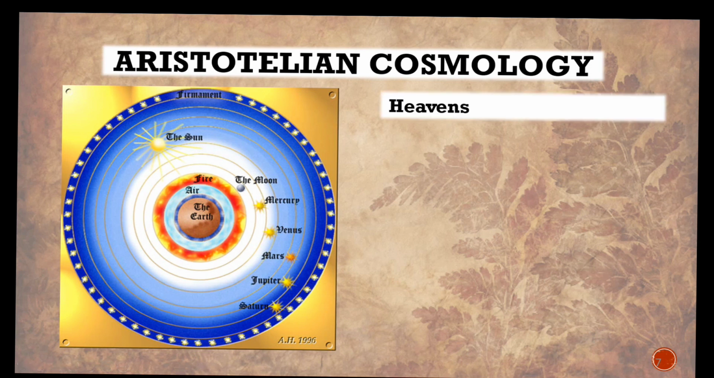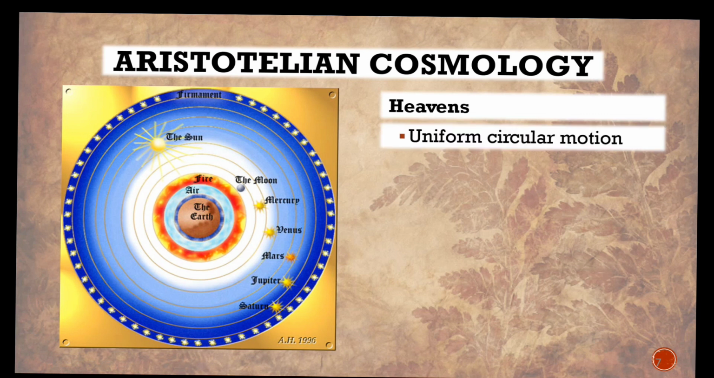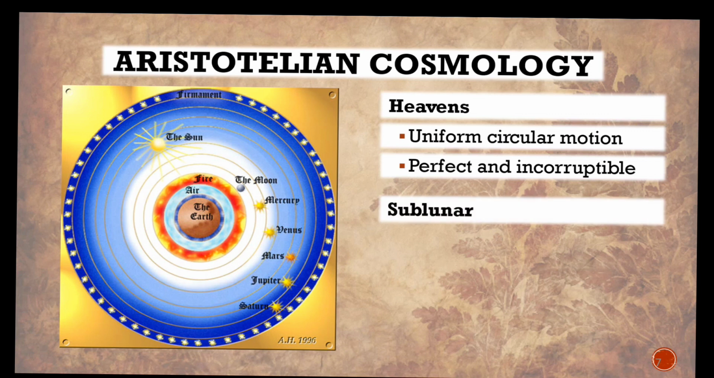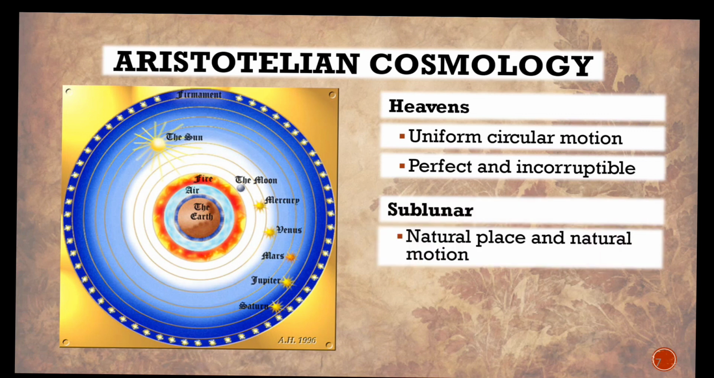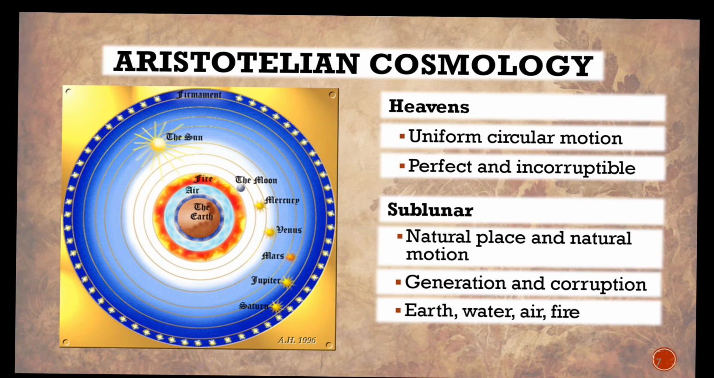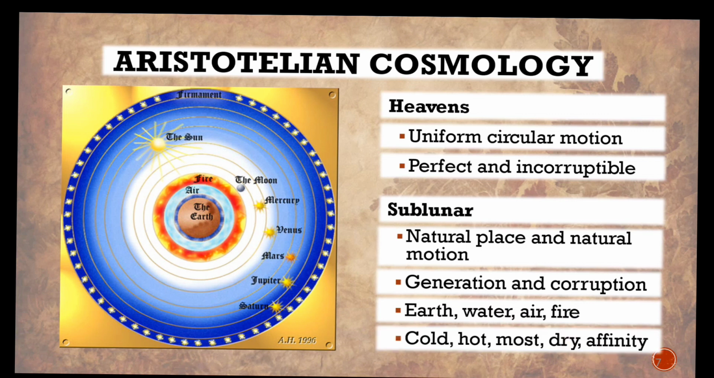So according to Aristotle, we have what we call the heavens. These heavens are in uniform circular motion. They are perfect and incorruptible. And then we have the sublunar. They have natural place and natural motion, generation and corruption: earth, water, and fire; cold, hot, moist, dry, and affinity.